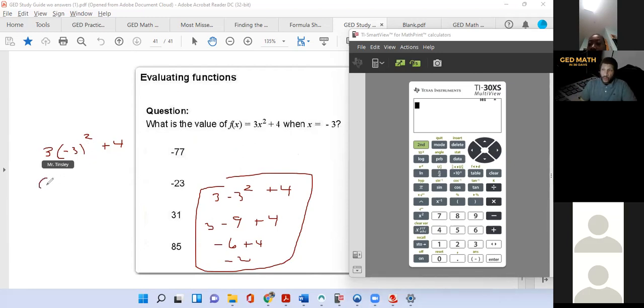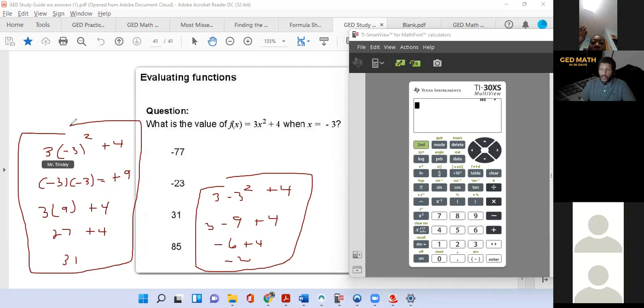exponents first. So -3 times -3, everyone should know by now, 2 negatives when you multiply them become a positive. So this actually becomes 3 times 9 plus 4, or 27 plus 4, which gives you 31. This is the correct way. If you notice, there's opportunity for you to make a mistake.